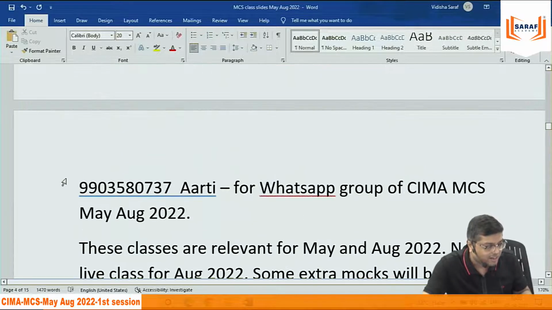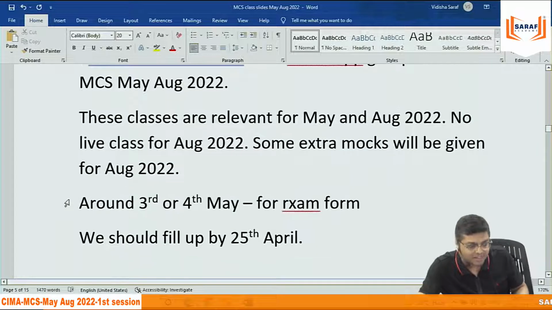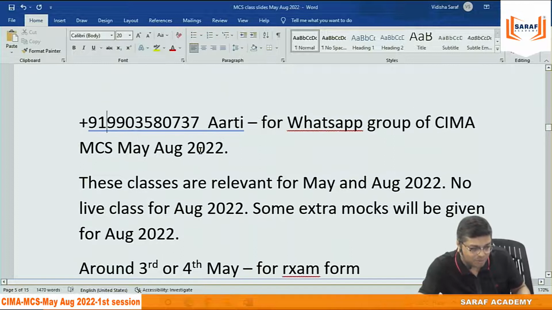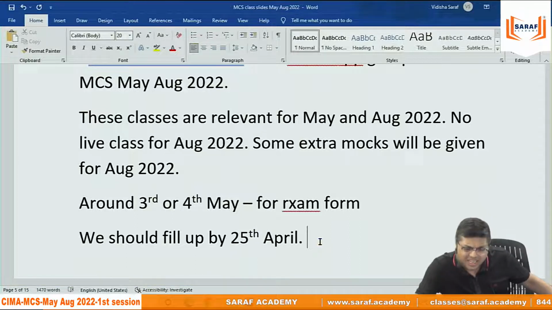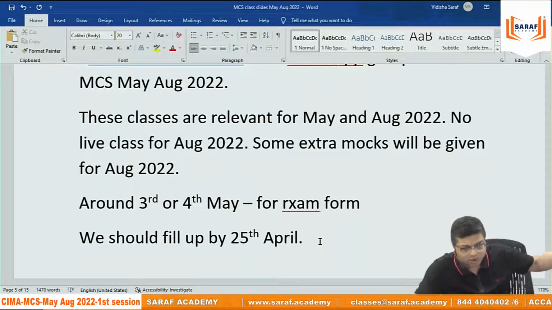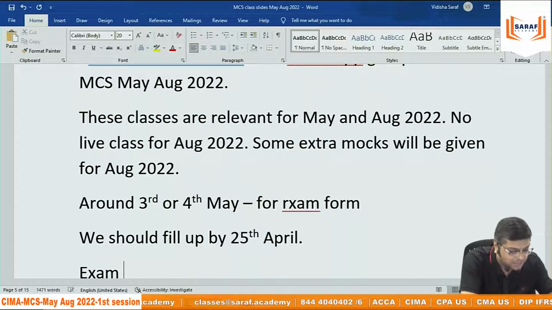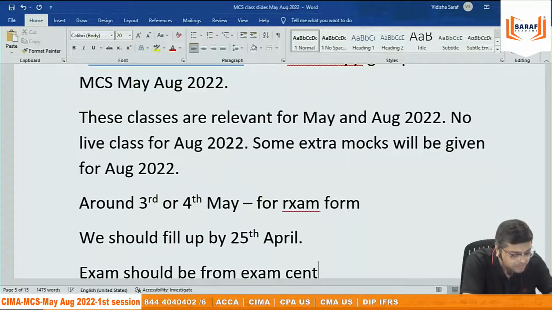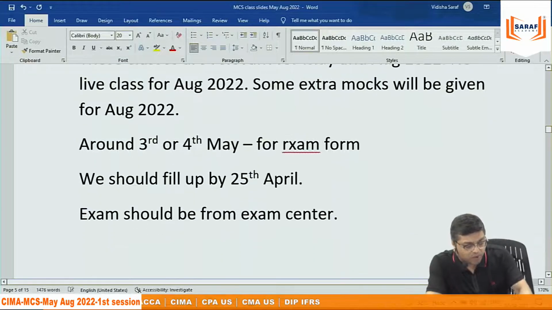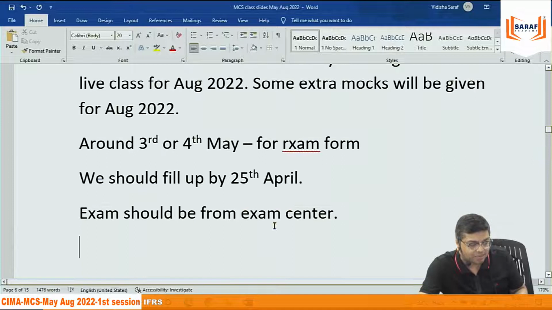I am writing here the country code plus 91, better, because there are students from different countries. Sorry. So I have used that. ठीक है ना? So I mean to say that I will suggest every student should fill up the exam form by 25th of April, between 20 to 25th. Don't delay further so that you will be getting your desired exam center. Because as I suggested, exams should be from exam center, not from home. That is my advice. If you accept, very well. If you don't accept, I can't do anything.